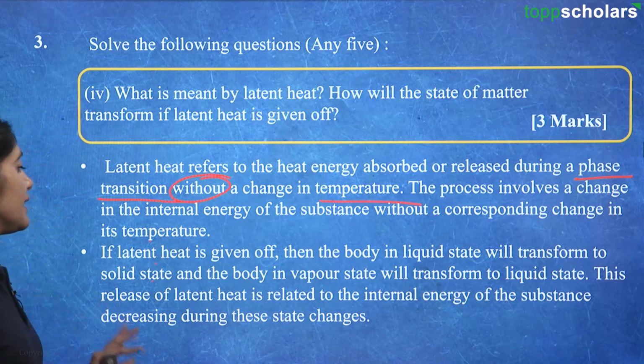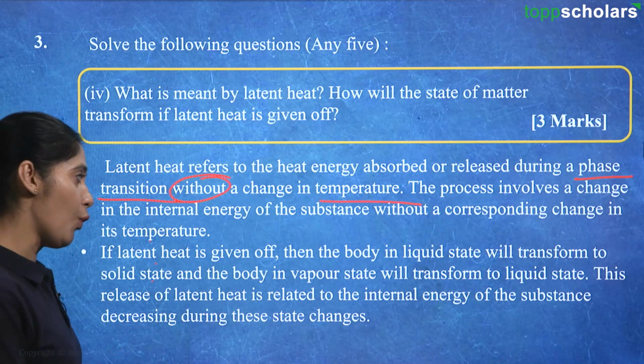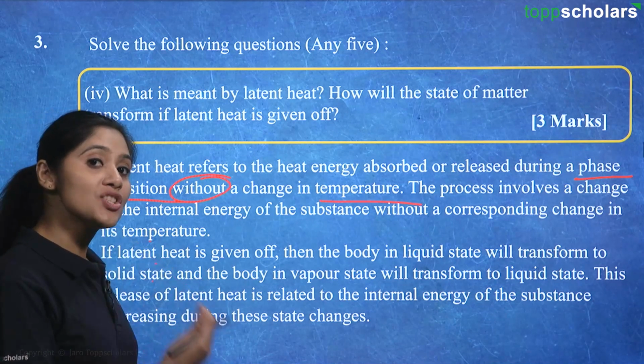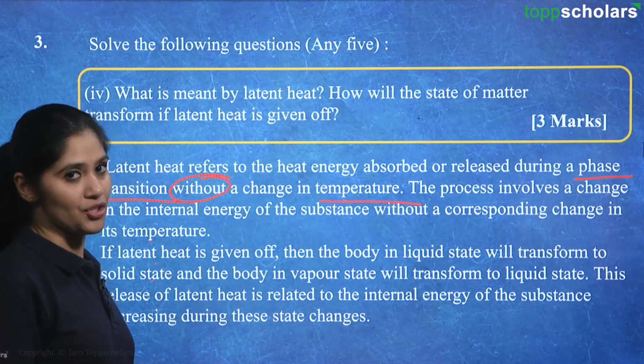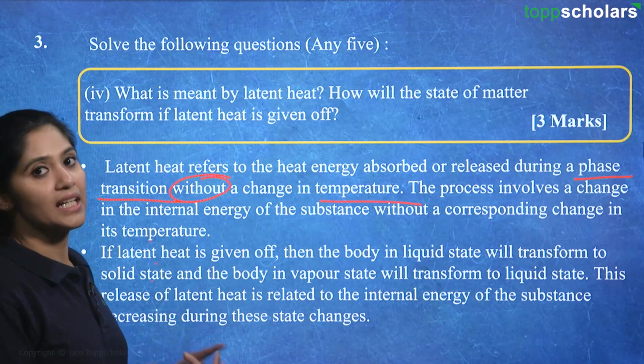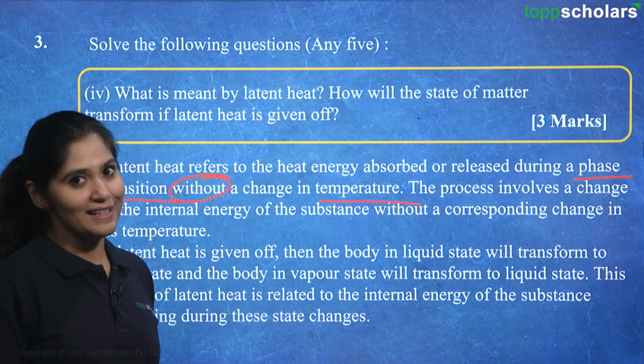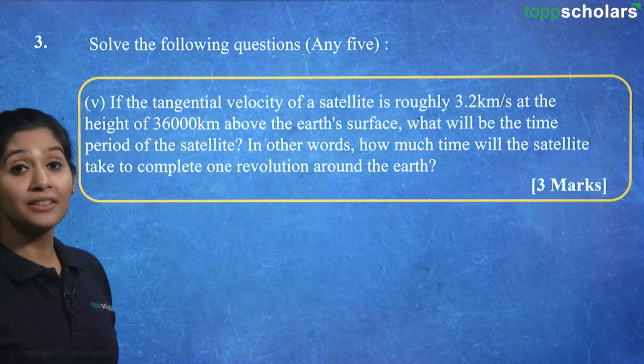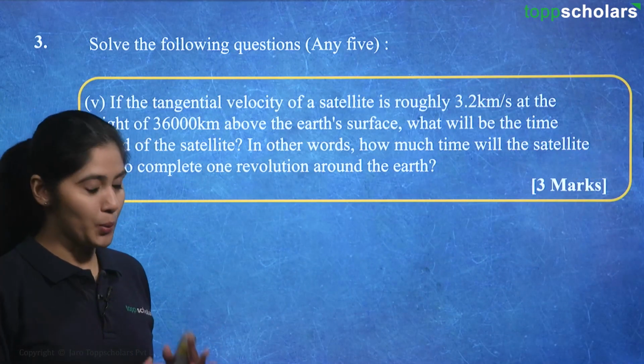This release of latent heat is related to the internal energy of the substance, which decreases during these state changes. So, this release of latent heat is causing what? It is causing the change in the internal energy of the substance, which decreases during these state changes. So, I hope that is clear now. This is a very interesting 3-mark question.